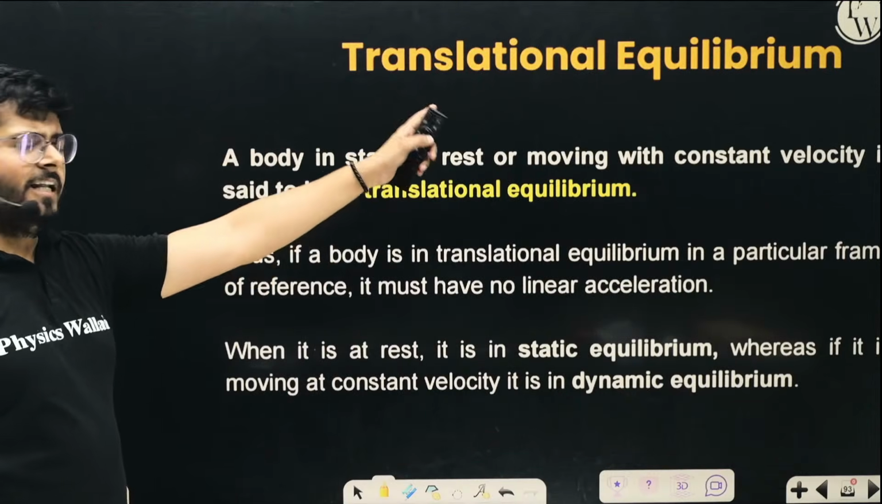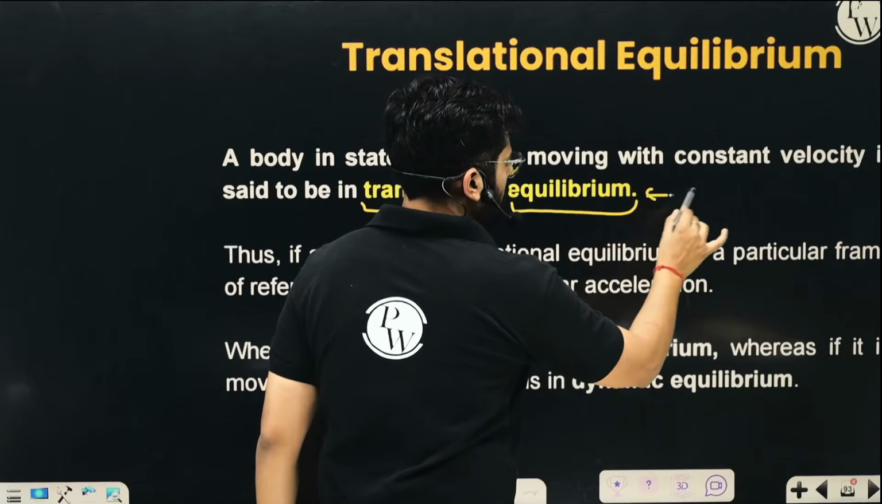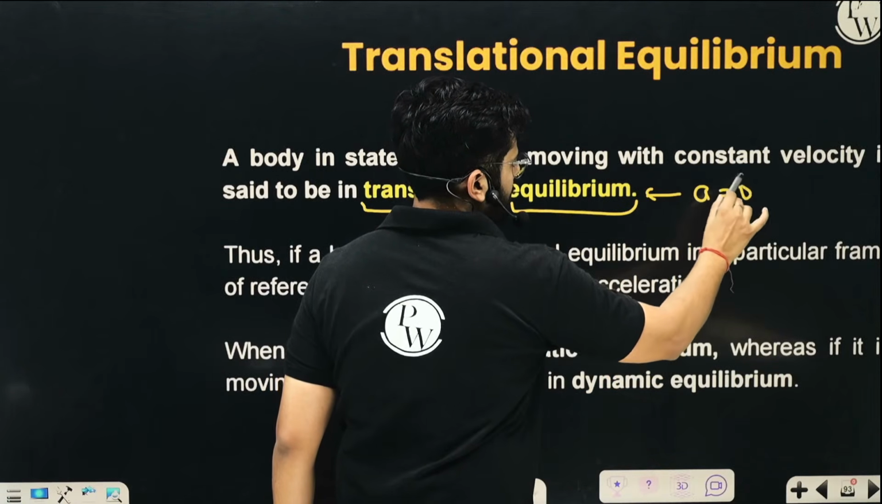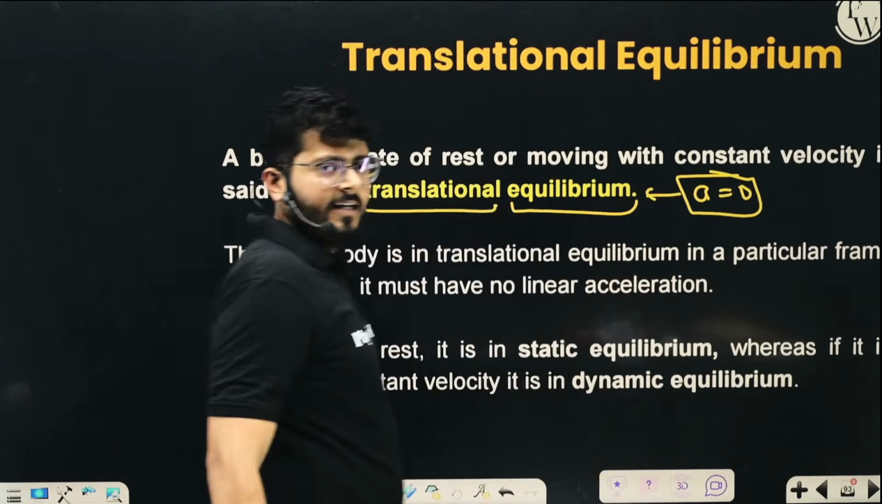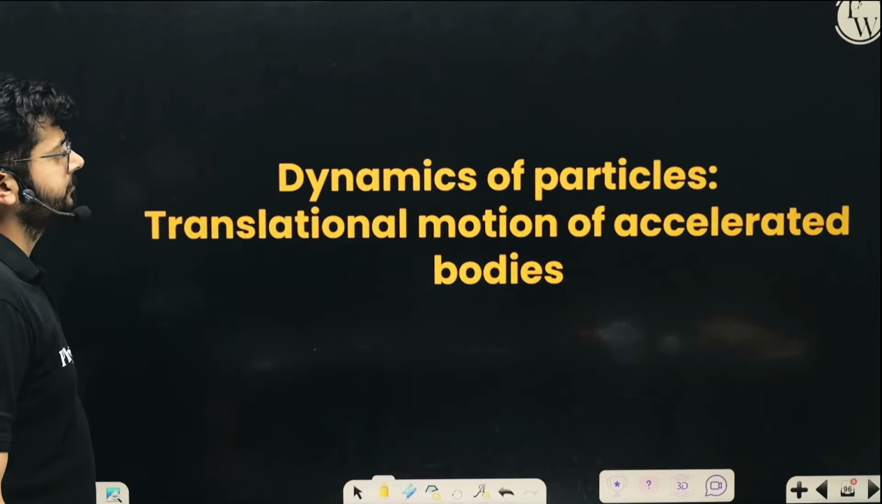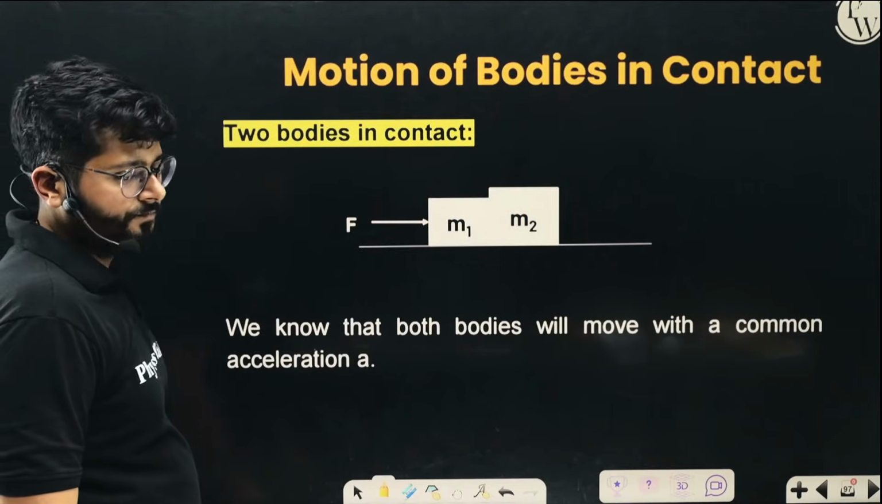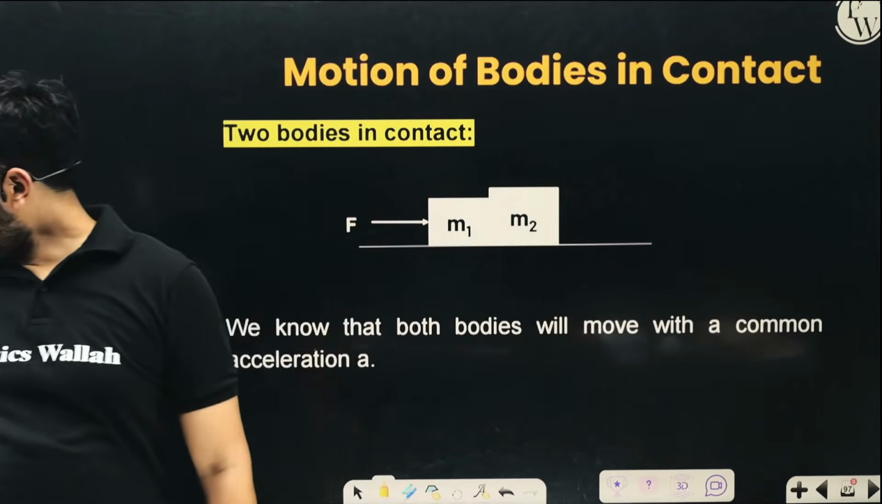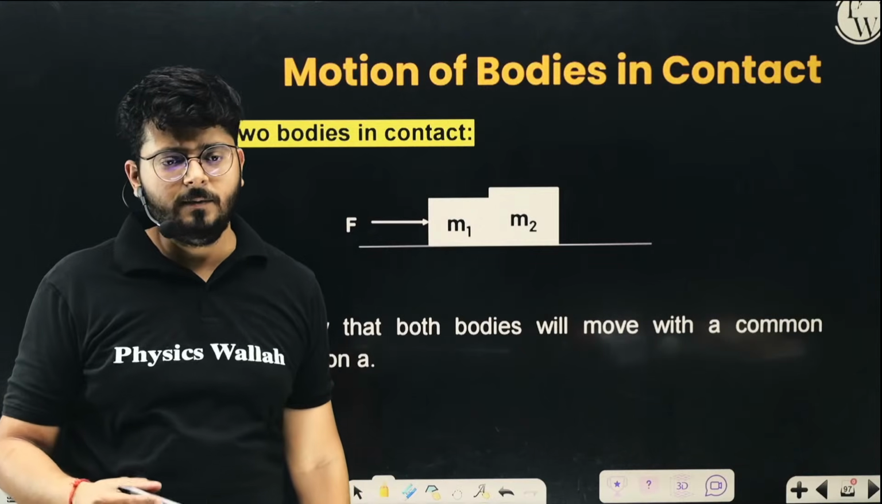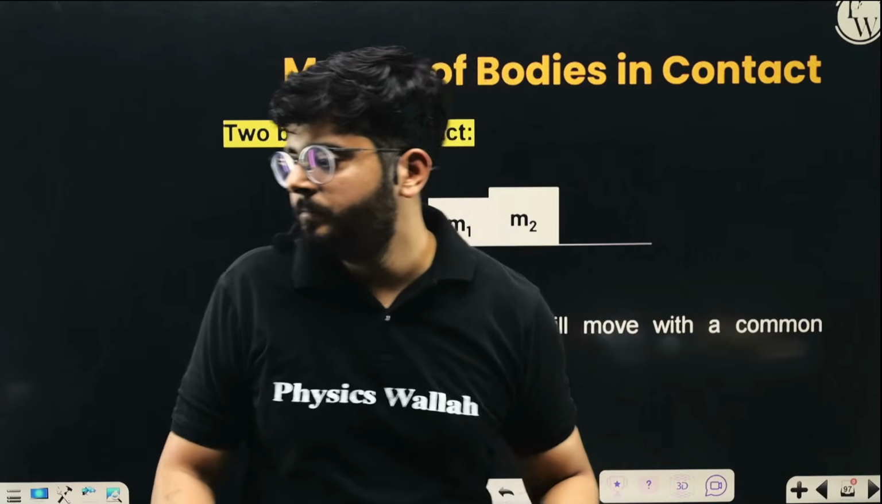So the translational equilibrium, I have already discussed. The translational equilibrium is when there is no linear acceleration, right? There is no linear acceleration. That means there is no net force. Now let us discuss this part as well.